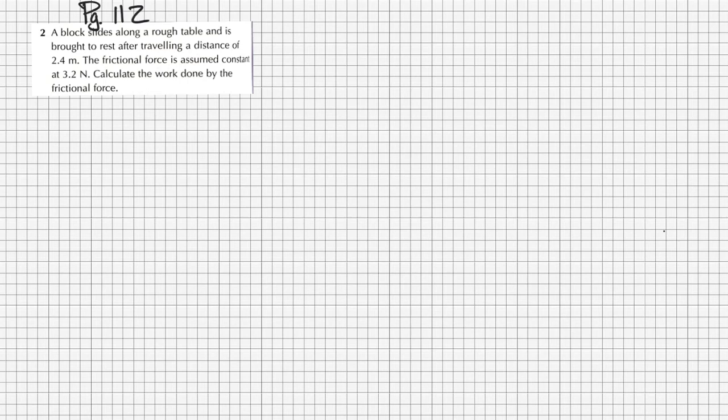So this problem says that a block slides along a rough surface and is brought to rest after traveling a distance of 2.4 meters. The frictional force is assumed constant at 3.2 newtons, and calculate the work done by the frictional force.